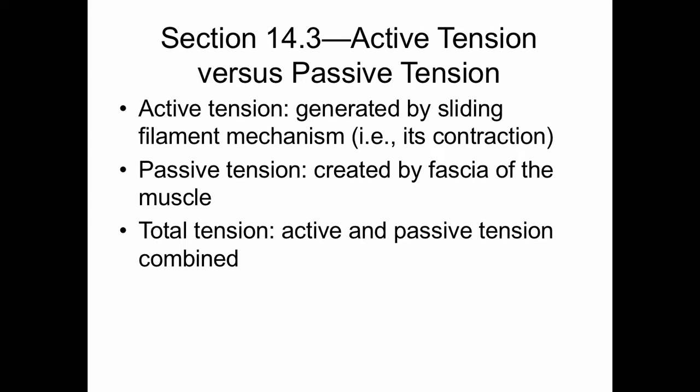Active tension versus passive tension. Active tension is generated by a sliding filament mechanism, for example, its contraction. Passive tension is created by fascia of the muscle. Total tension is active and passive tension combined. In this situation, it may help to think of passive tension as a rubber band. When a rubber band is stretched, it's naturally elastic, and it creates a pulling force that will pull on whatever is holding the band in the stretched position.